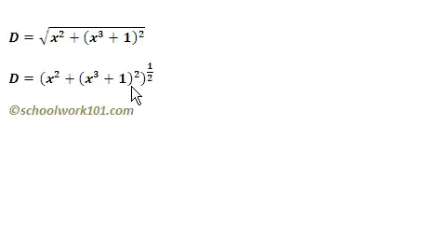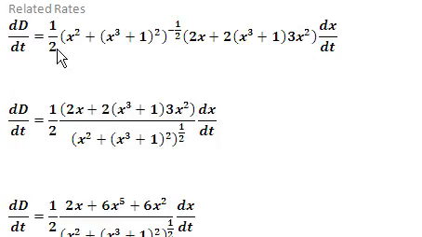Then we take the derivative of what's inside and chain it out. So we brought the half out front, rewrote everything in parentheses, subtracted 1 from the half to get negative a half, and then we take the derivative of the inside. The derivative of x squared is 2x. For the quantity x cubed plus 1, squared, we bring the 2 out front, rewrite everything in parentheses, and take the derivative of the inside and chain it out. So the derivative of x cubed is 3x squared, and the derivative of 1 is just 0. But we tacked on a dx over dt.